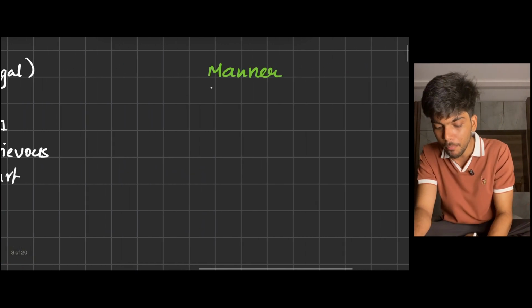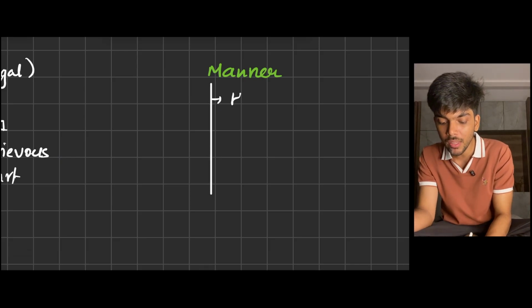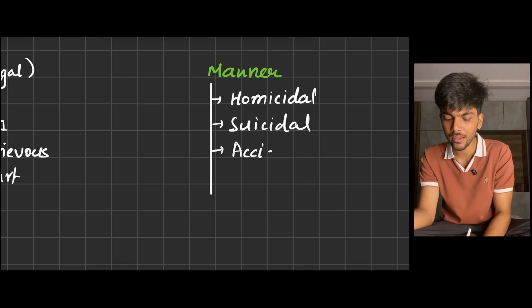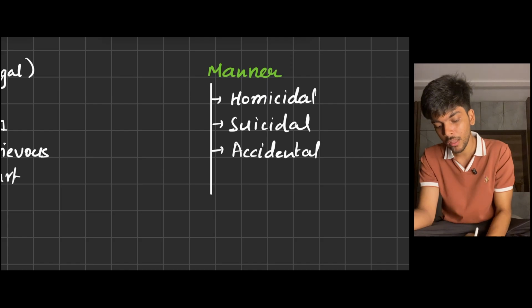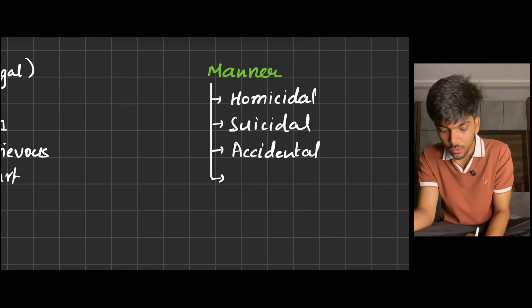Next is on the basis of manner of injury. For example, if someone injures you with the intent of killing you, that's homicidal. If you injure yourself with the intent of killing yourself, that's suicidal. If you get injured by accident, that's accidental. And if you try to fake an injury, then that's fabricated.